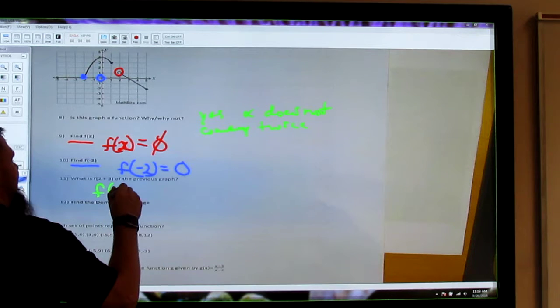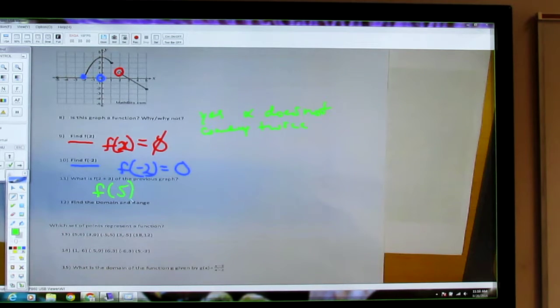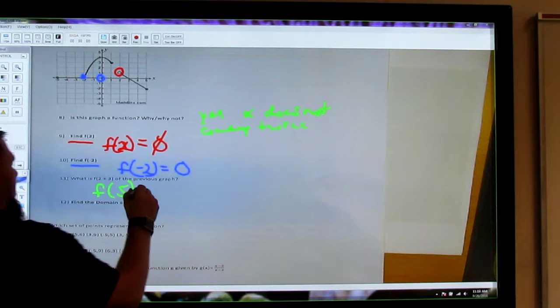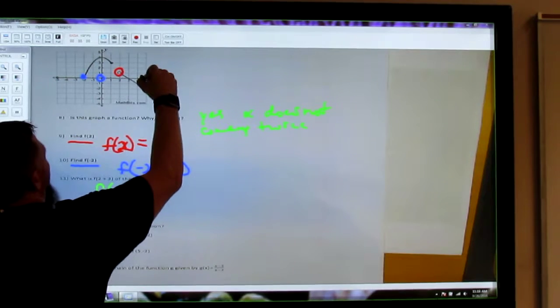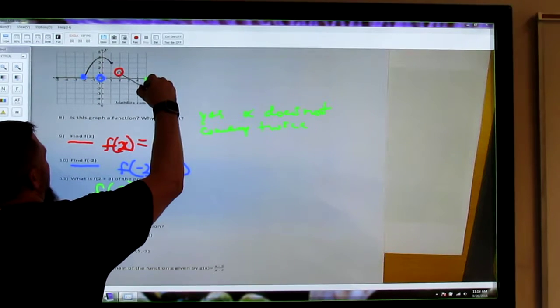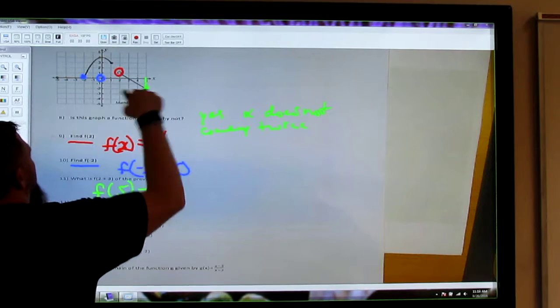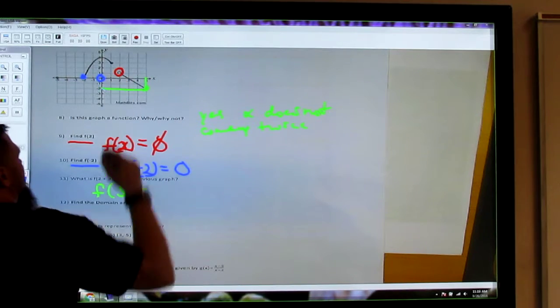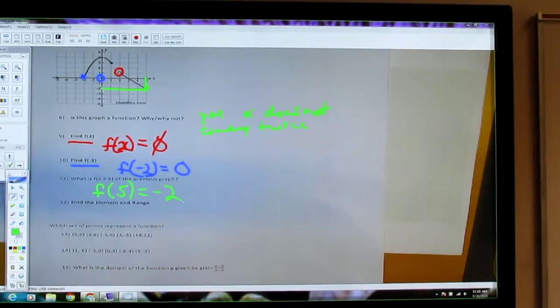What is f of 5, right? Because that's what you're doing. 2 plus 3 is 5. So what is f of 5? Well, that's right here, right? Negative 2. So what is it? Negative 2. Okay. Now comes the hard one.